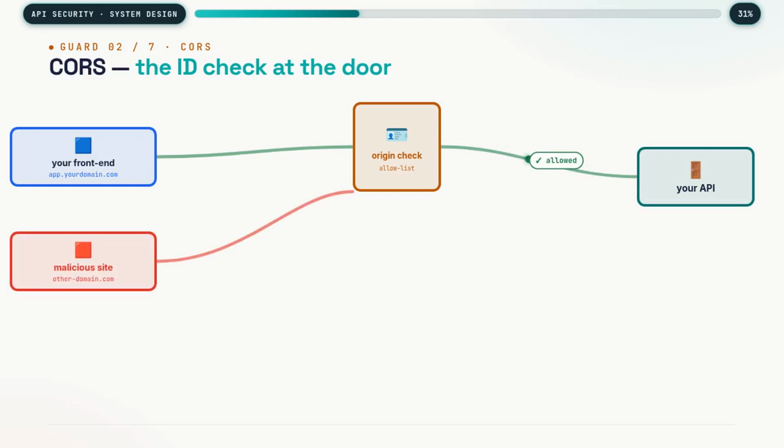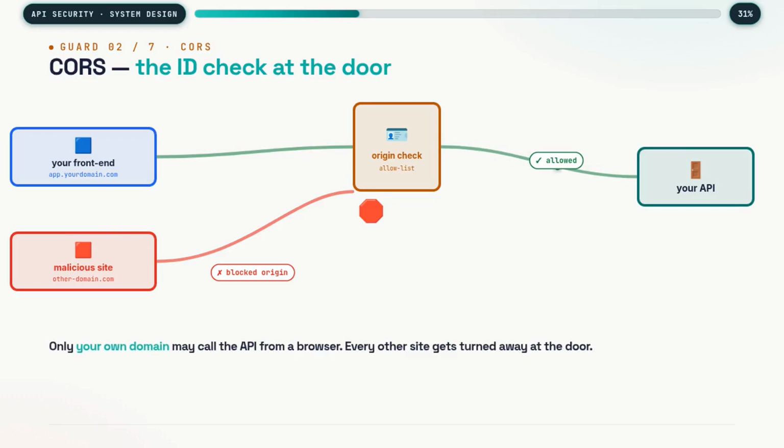Now some other site, otherdomain.com, tries to call your API from a user's browser. Wrong origin. CORS turns it away at the door, so a malicious website can't quietly use your API on your user's behalf. Only your own domain may call the API from a browser. Every other site gets blocked.